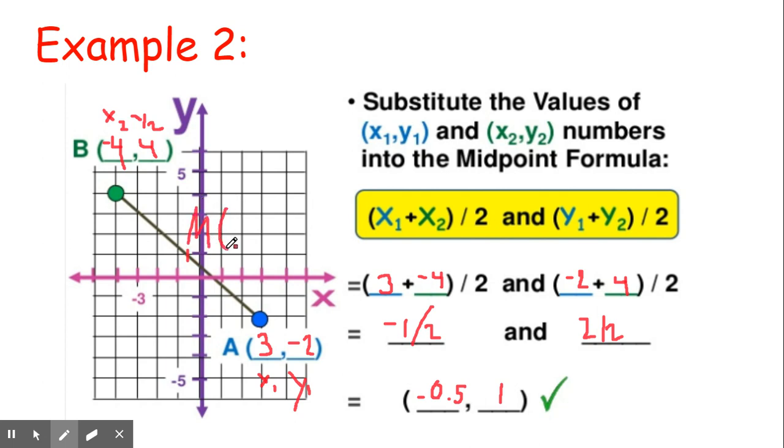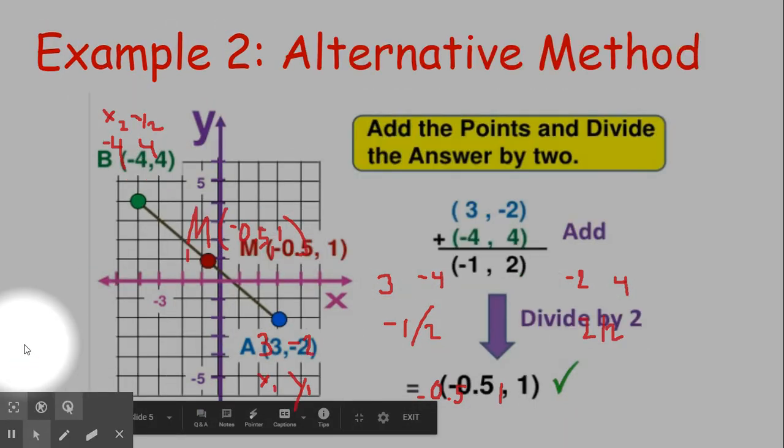And you can also write that as negative 0.5, comma 1. And then that would be your midpoint. So that's example 2. I did put an alternative method of doing that if you want to check it out.